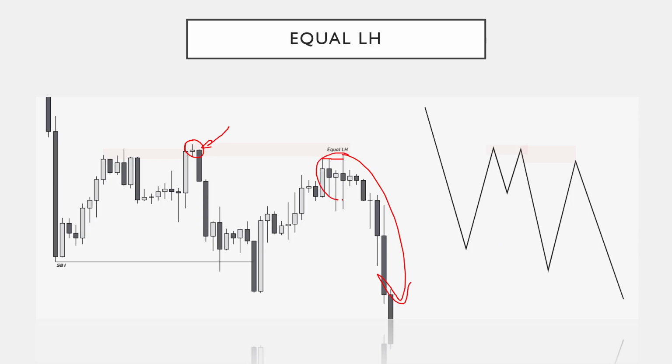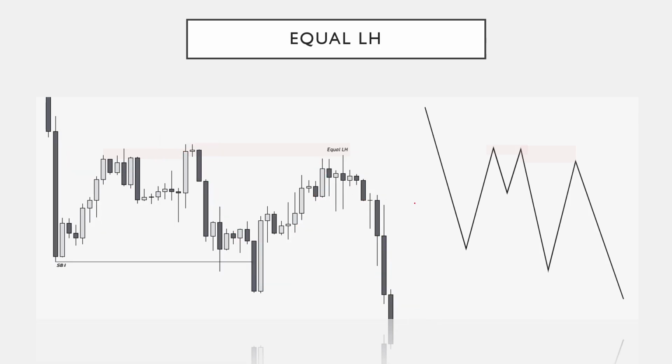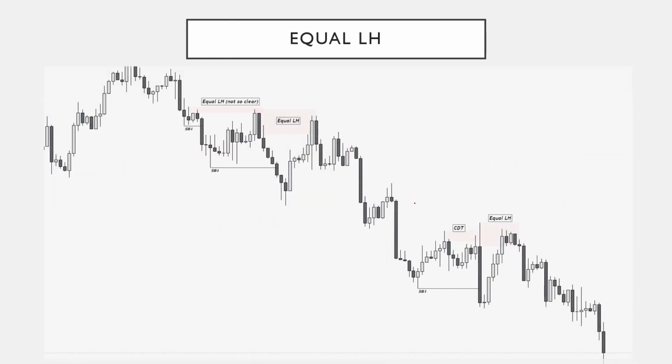But you can also see pattern within pattern within pattern. And of course, our biggest advantage is that we're in a downtrend. So we keep shorting. Okay, so this one was a great example. Let me show you one more, which is also very nice.